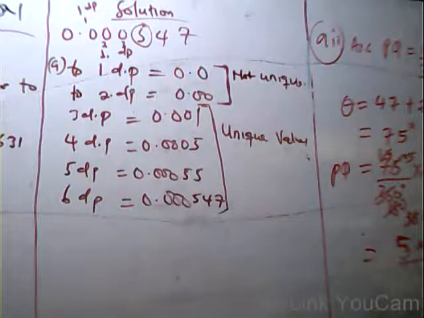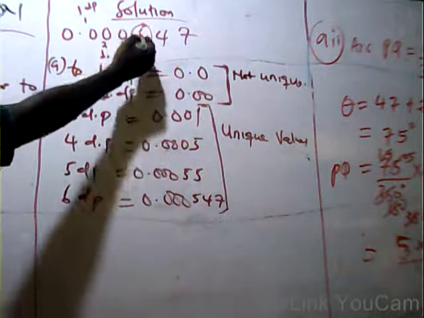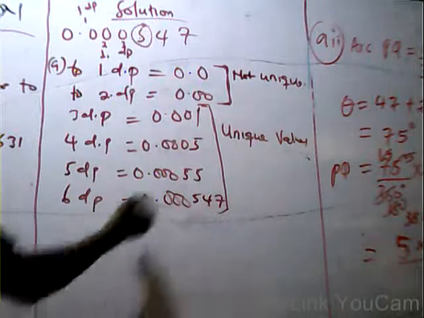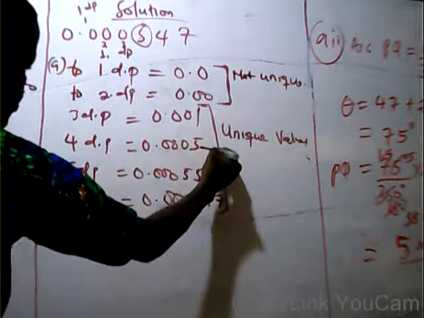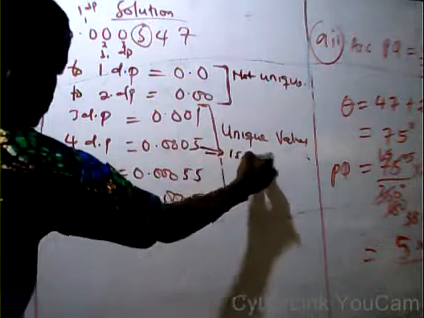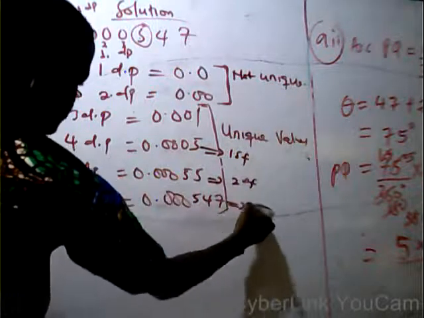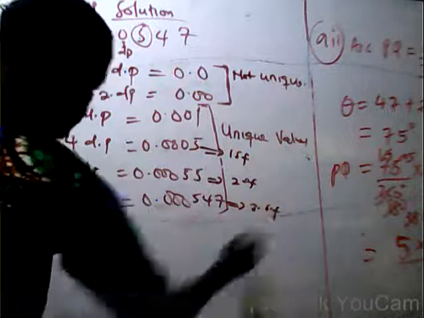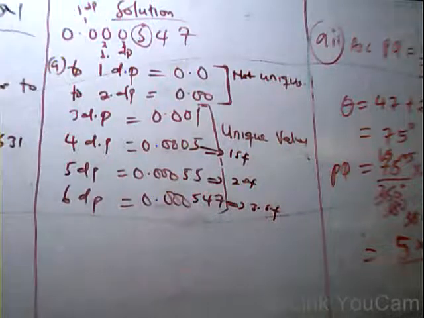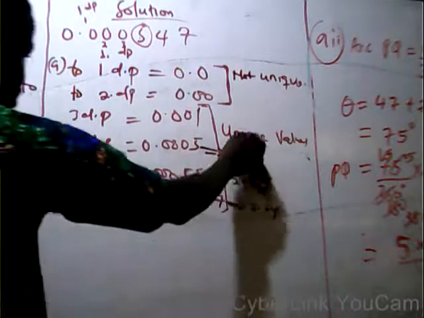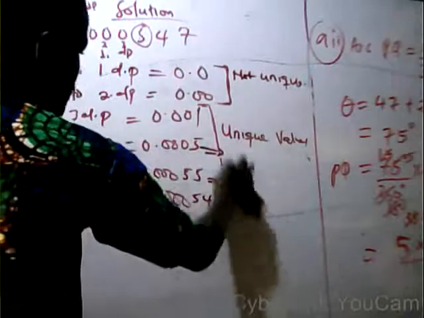So when you see this, let's assume it is significant figure now. Significant figure will start from here. So this one is equivalent to 1 significant figure, 2 significant figures, and equivalent to what? 3 significant figures. Are you getting that? That is the equivalent value. But since we are not finding the significant figure, I just put it there so that it will be clear to you.